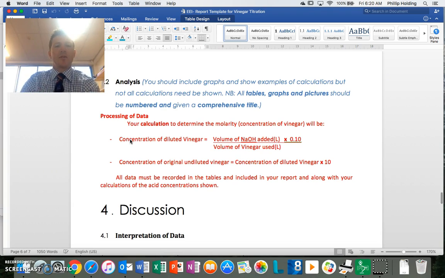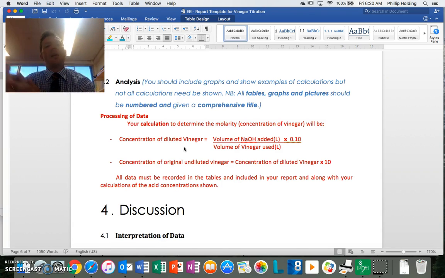And then your analysis. Okay, once you have your results, you've done your experiment, it's about sitting down and calculating the concentration of diluted vinegar and then the original undiluted vinegar. Okay, so the vinegar that we use is actually a dilution. So we need to work out the concentration of that diluted vinegar and then work out what the original concentration is.